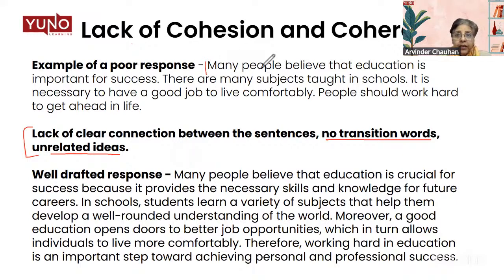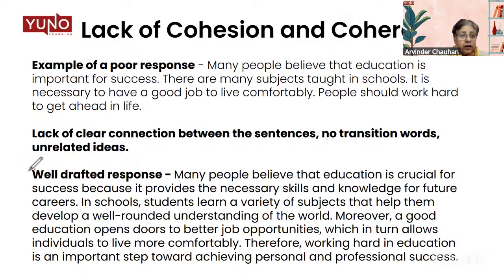Look at this. Many people believe that education is important for success. Sentence number one. There are many subjects taught in schools. Now, sentence number one and sentence number two are not related. They're totally different, right? And then the third sentence says, it is necessary to have a good job to live comfortably. A third point comes in over here. Now we are suddenly talking about jobs, a good job. So there is no relation between the sentences.